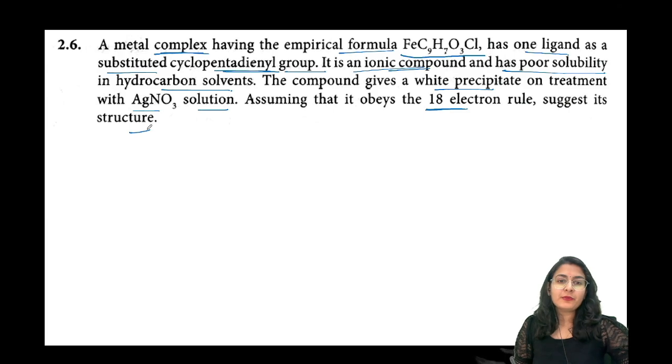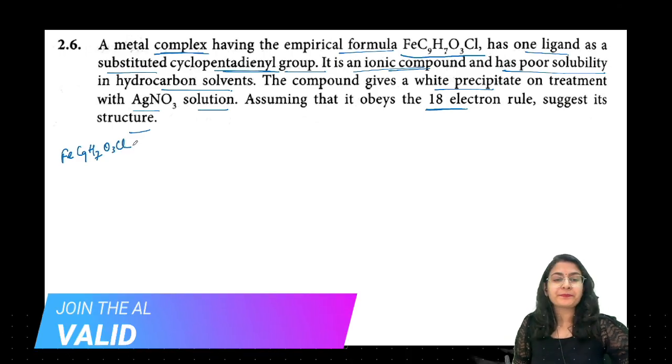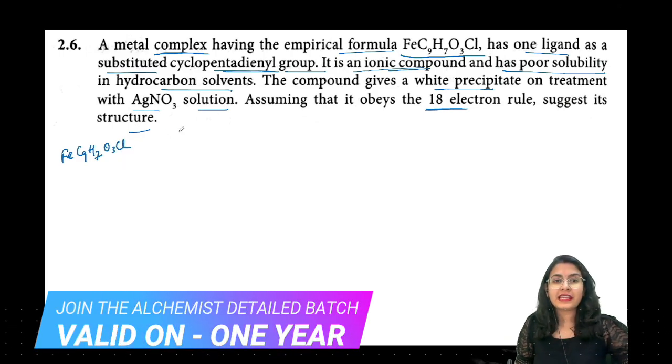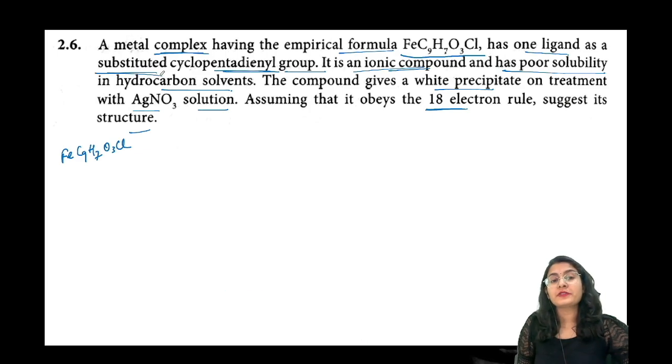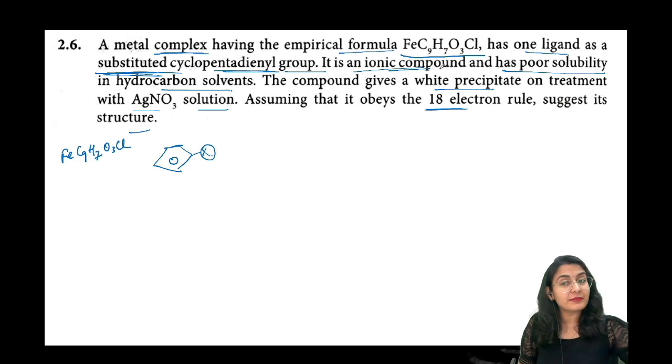Yes, so this is the empirical formula. In this way, it has one ligand as a cyclopentadienyl group, but that is also substituted. Now how it is substituted, that I don't know. So there is a Cp, but there is some kind of a substitution X, let's say I'm writing. Also it is an ionic compound. Ionic compound means there is a charge n plus. Okay, and it has poor solubility in hydrocarbon solvent. So it is ionic, has an n plus charge. The compound gives a white precipitate on treatment with AgNO3 solution, which means what is outside?